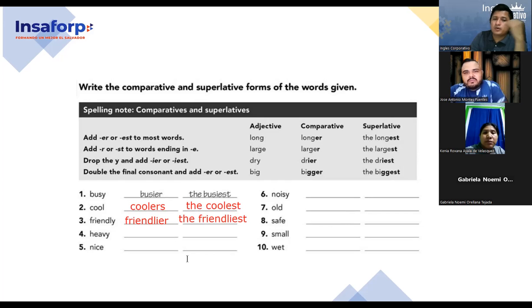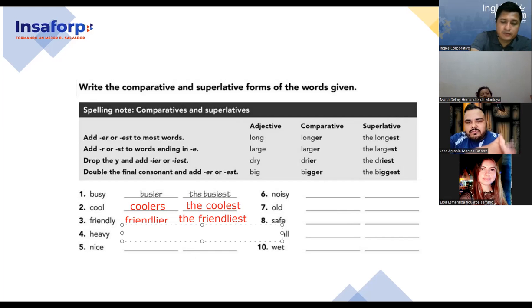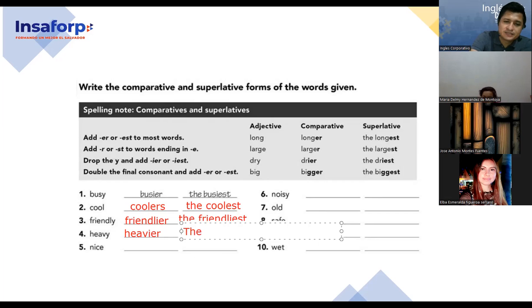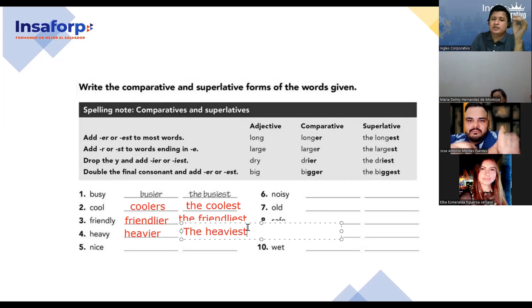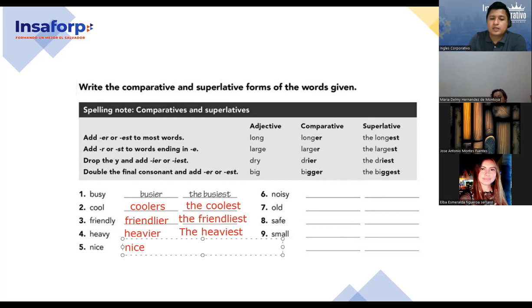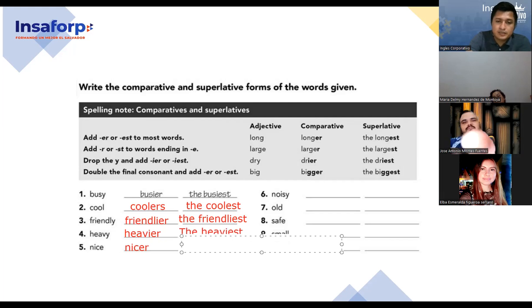What about the number four? Heavier. Okay, heavier. Very good. And what is the superlative form? The heaviest. Pretty good. What about the other one? Nice. Nicer. And what is the superlative? The nicest. Exactly, right?